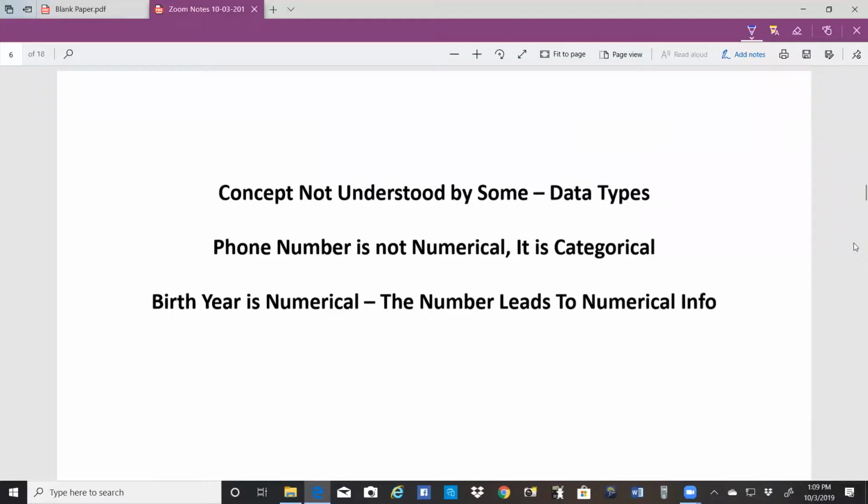Another concept not completely understood was the data types. A phone number is not numerical, it's categorical. The number does not do anything with respect to how big something is or how small something is. So it's categorical. However, the birth year is numerical because the number in the birth year can lead to numerical information about the difference in you and somebody else's age, how old you are, etc.